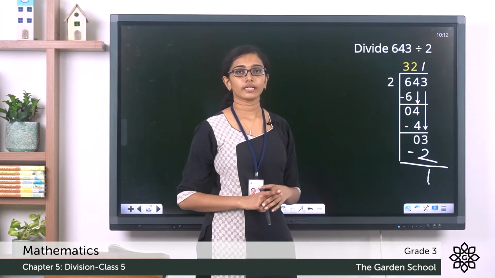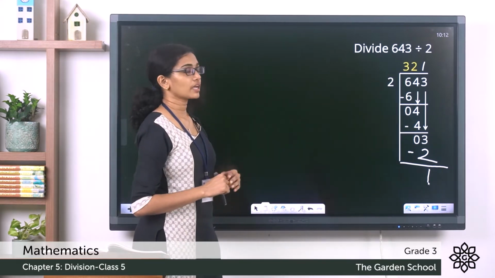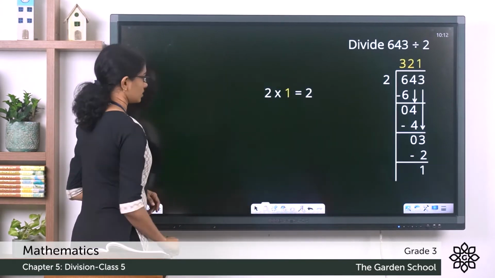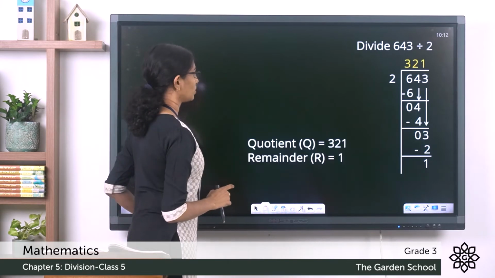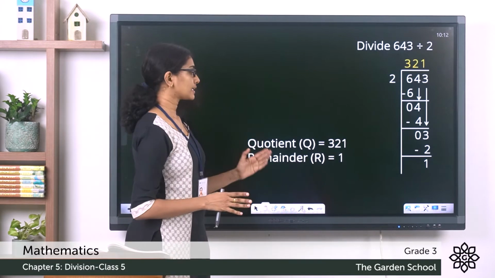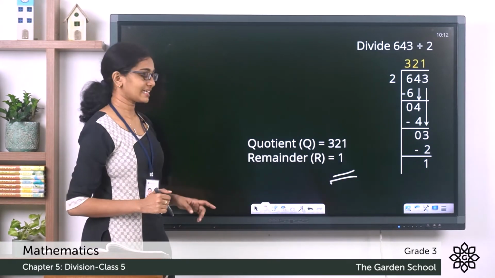Any more digits to bring down? No. So let's stop the division. We got the result as 321 and there is a remainder 1. So 643 divided by 2 gives you the quotient or Q is equal to 321 and the remainder or R is equal to 1. Hope you are clear with this.